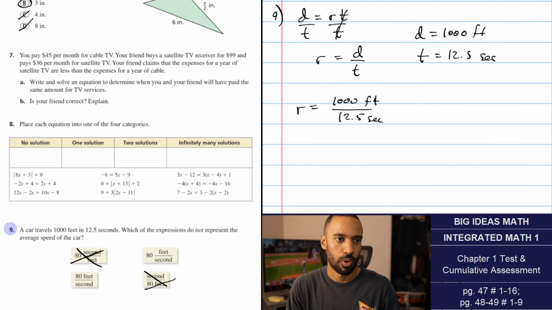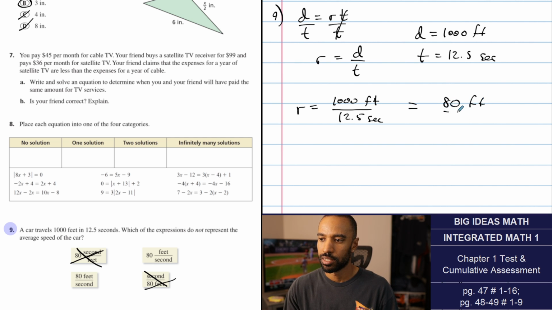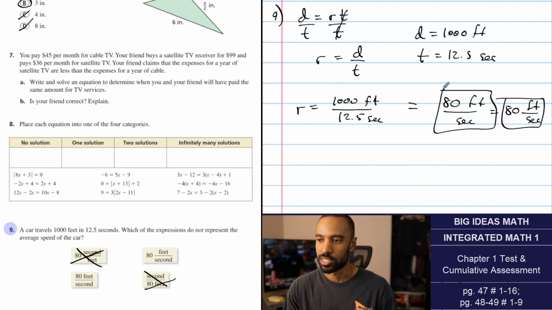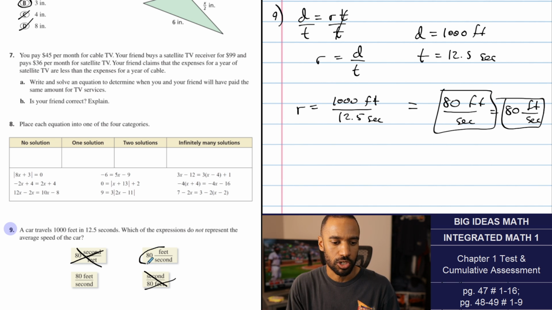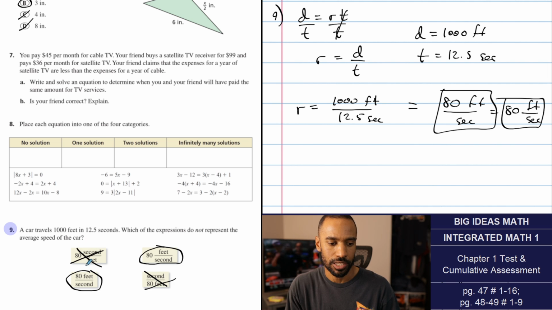Apparently 1,000 over 12.5 is probably 80. Let's double check that. I believe it is. It is. It's 80. So this equals 80 feet every 1 second or 80 feet per second. It doesn't matter how you write that. Either is acceptable. Therefore, these two are totally fine. This one's incorrect because you're dividing time by distance. Otherwise, that's good. This is incorrect every which way. It's not 80 seconds per foot. 1 second per 80 feet is correct, but that's not how we represent the rate there.